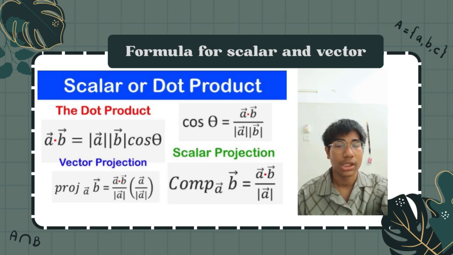For scalar projection, this gives a scalar value, the length of b in the direction of a. It's basically the shadow or projection length of b onto a.